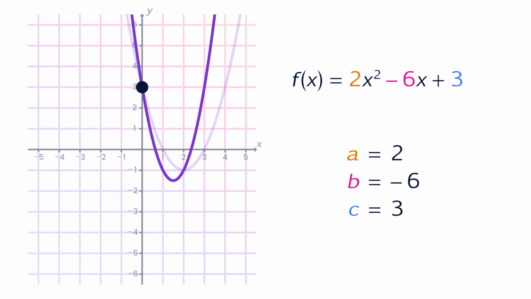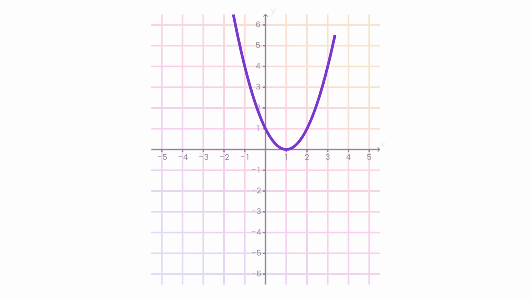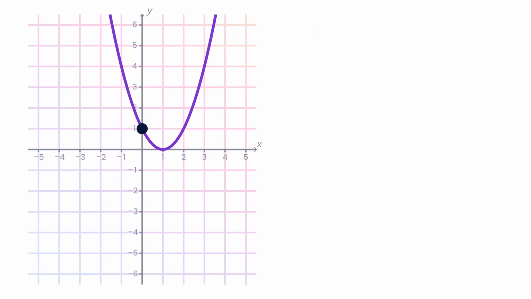You can also use this property the other way, to determine the coefficient c. In other words, if you have the graph of a quadratic function, the y-coordinate of the y-intercept tells you what c is. Say you were given this graph. Now you locate where the y-intercept is. It's at x equals 0 and y equals 1. This tells you that the coefficient c is 1. Pretty neat.